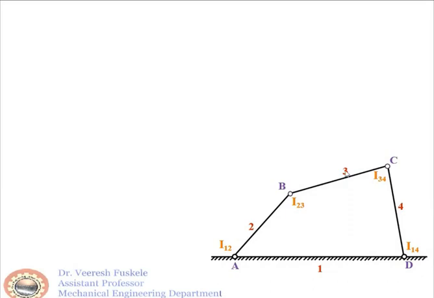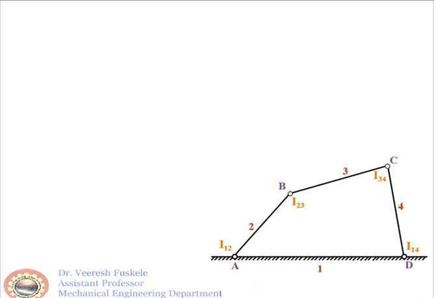We still have to find 2 more ICs, namely I13 and I24, which are neither fixed nor permanent ICs, as with the change of configuration of the mechanism, they also vary. To determine these 2 ICs, we invoke Kennedy's theorem for 3 centers.